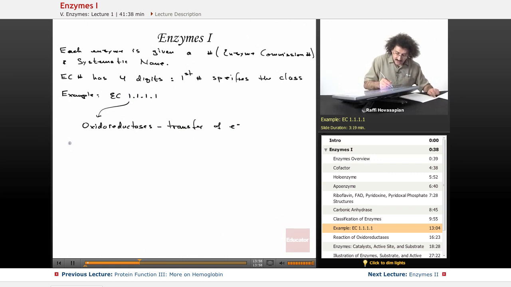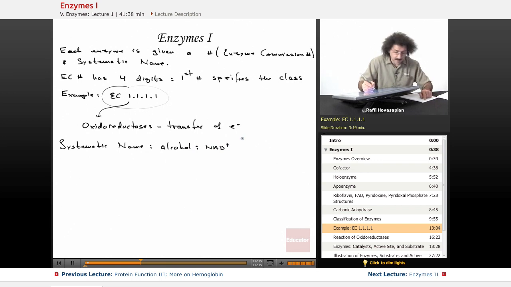So let's go ahead and look at a systematic name. In this particular case, for EC 1.1.1.1, its systematic name is going to be, as we said, alcohol NAD plus oxidoreductase. Oxidoreductase tells me there's a transfer of electrons. Alcohol, the electrons are transferred from the alcohol. There's a colon, they're transferred to NAD+. That's what this means. From here to here, oxidoreductase.